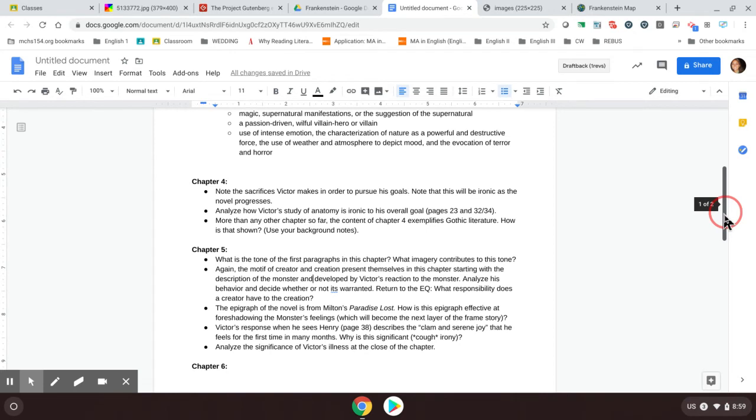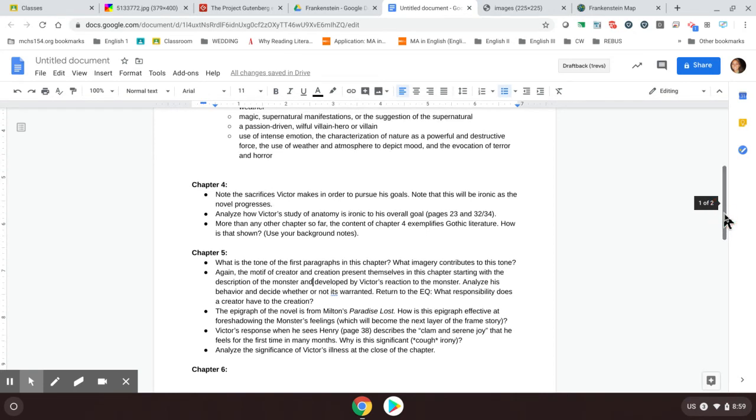Victor's response when he sees Henry is the serene joy. This is going to be ironic because he is in fact not going to bring joy to his family and friends. And I just said, analyze the significance of his illness at the close of the chapter. Well, we know that illness is, again, a significant motif. So it's something to think about. When do people get ill, or what happens when they get ill in this book? What could that mean as far as the function? All right, and we will now go into chapter 6.